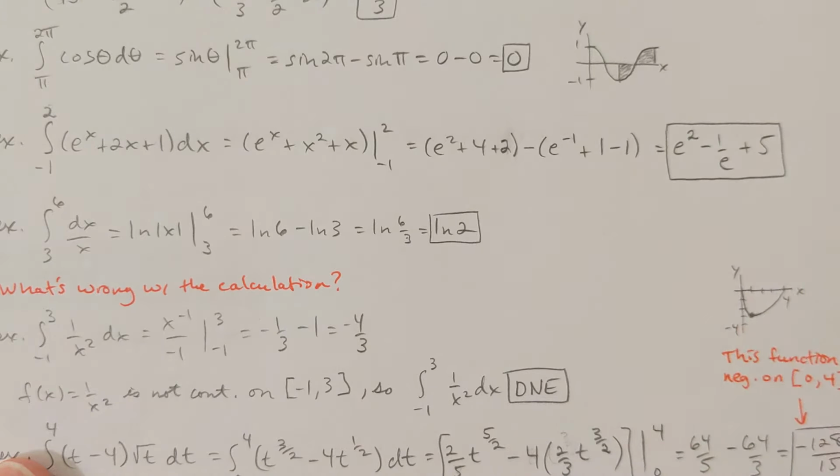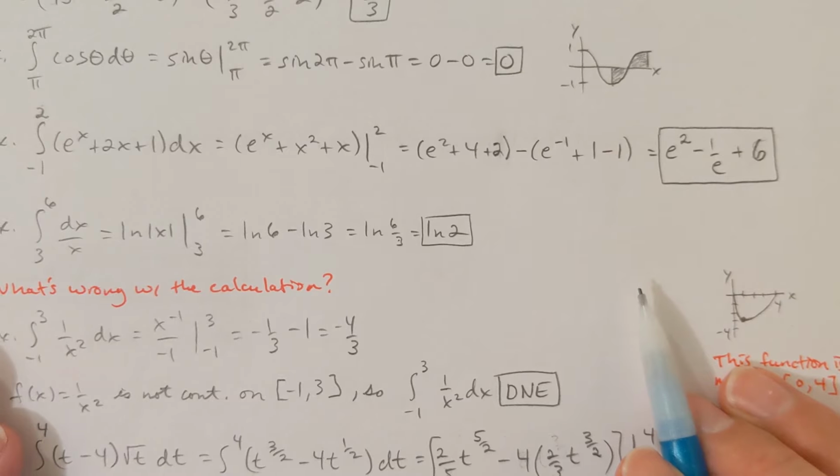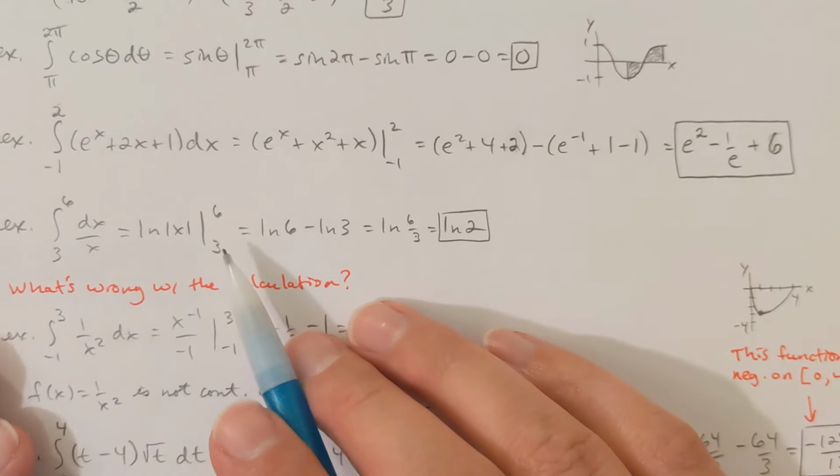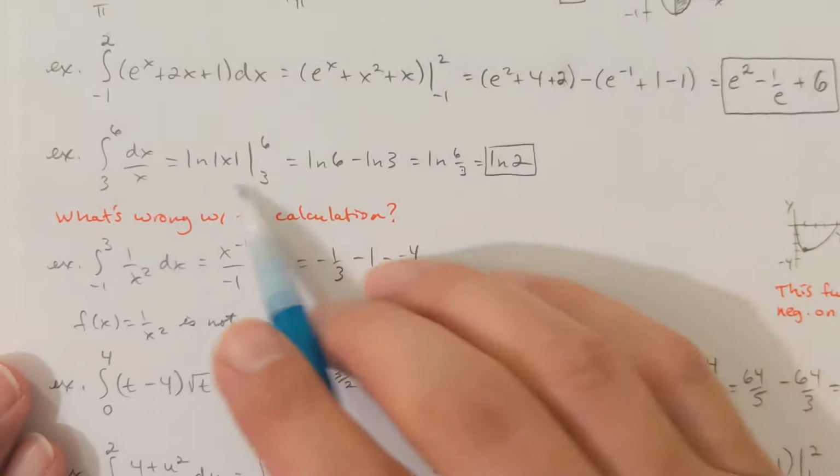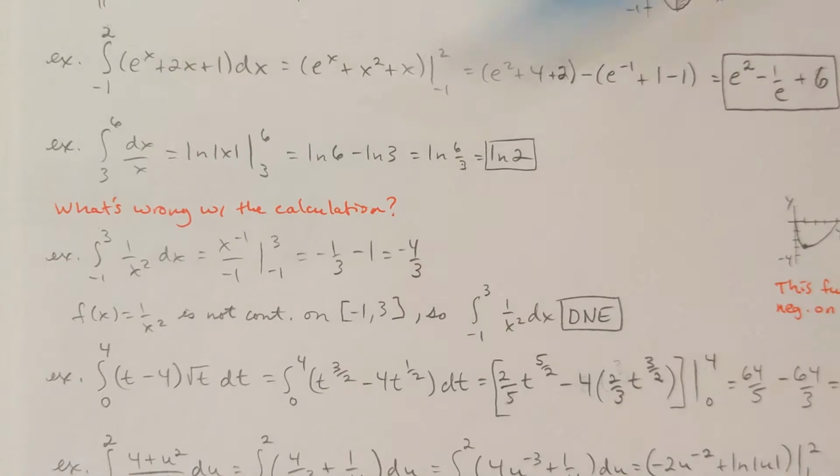Let's take a look at another one. And again, just leave that in exact form. Take a look at another one here, and suppose that we want to integrate the function 1 over x on the interval 3 to 6.